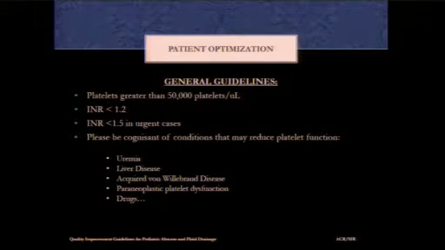And so in general, we like our platelets to be greater than 50,000 and our INR to be less than 1.2. In urgent cases, they say the INR can be less than 1.5. We tend to use a 1.2, 1.3 in our institution.